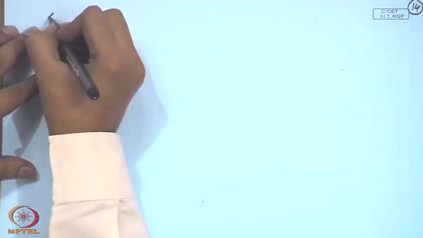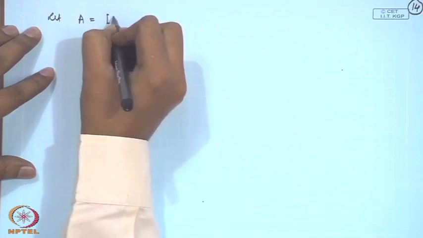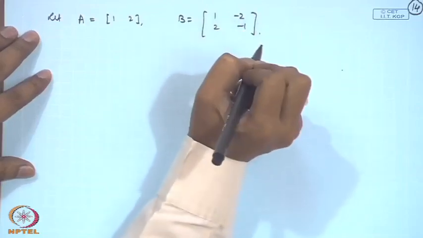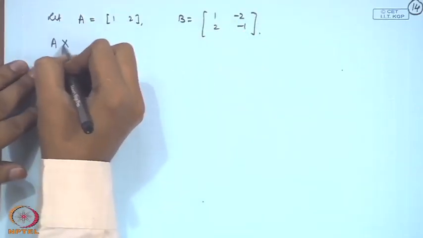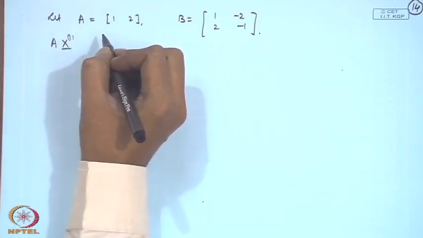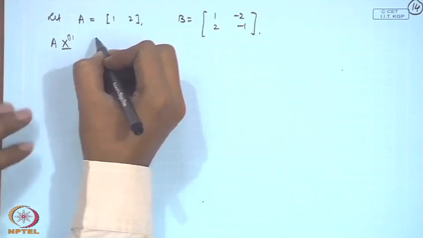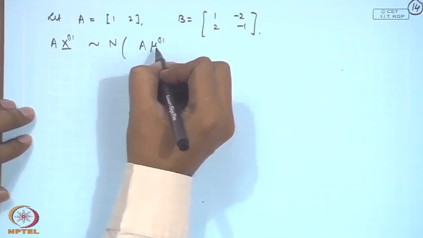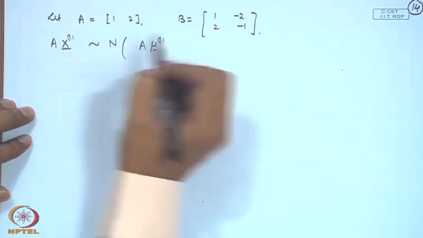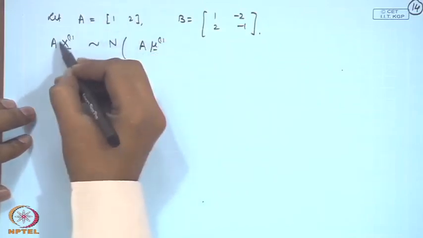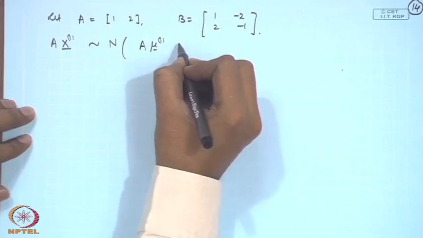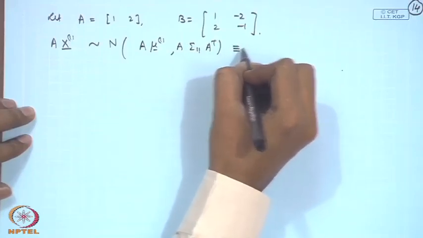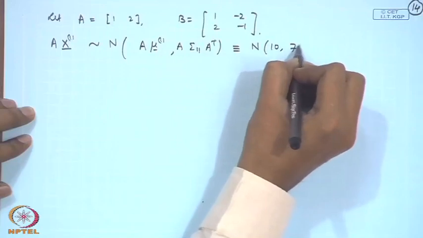Let us also define in this same setting A equal to, say, (1 2), and let us consider, say, B equal to (1 minus 2, 2 minus 1). What is the distribution of, say, A x 1? According to this, A x 1 will have normal with mean A mu 1, because A is a row vector here, so this will become a scalar, and then you will have A sigma 1 1 A transpose. You can calculate this; the values are simply 10 and 7.